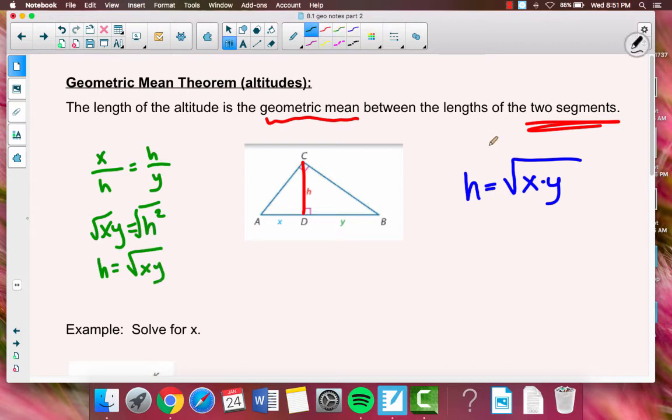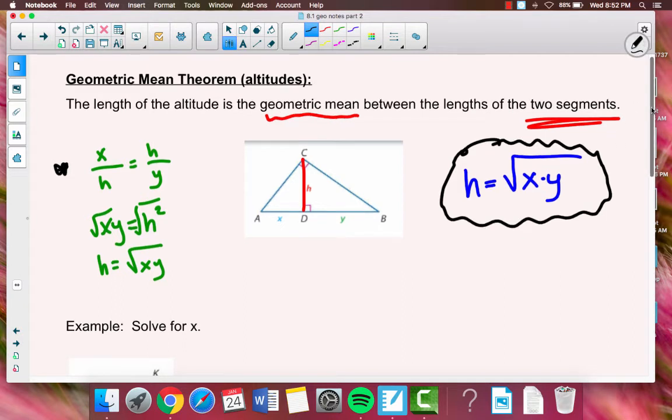All right, so obviously this is much quicker to just know that it's the geometric mean and plug into your square root, but this is where it's coming from, this proportion, because we're still talking about similar triangles, so proportions still apply here. All right, so let's go through an example of this.